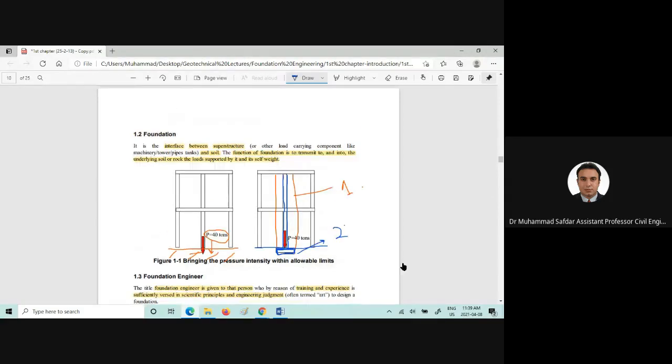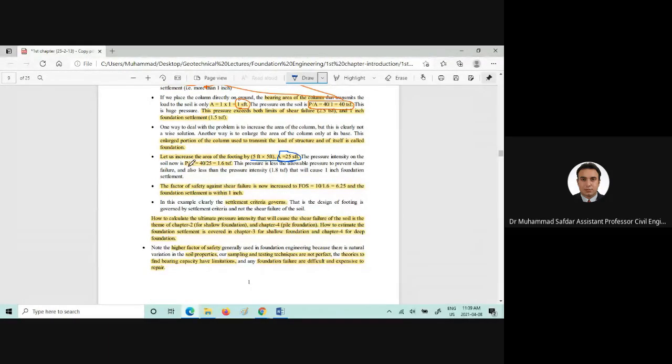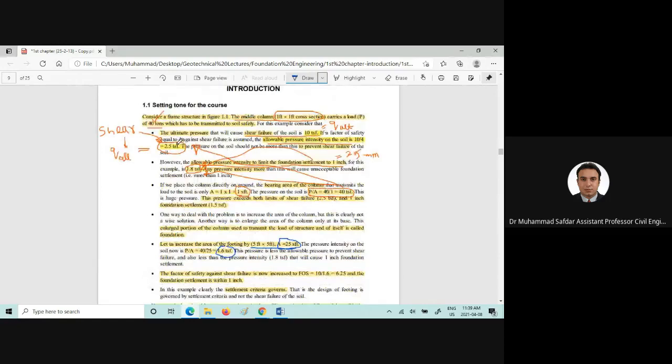So we will go for option number two, but now we need to again check the shear failure criteria and the settlement criteria. For example, we picked option number two and we provided a foundation with an area of 25 feet. Now, if you want to find out the pressure intensity here, that pressure intensity will be 1.6 ton per square feet. The shear failure criteria says that it can take up to 2.5 ton per square feet.